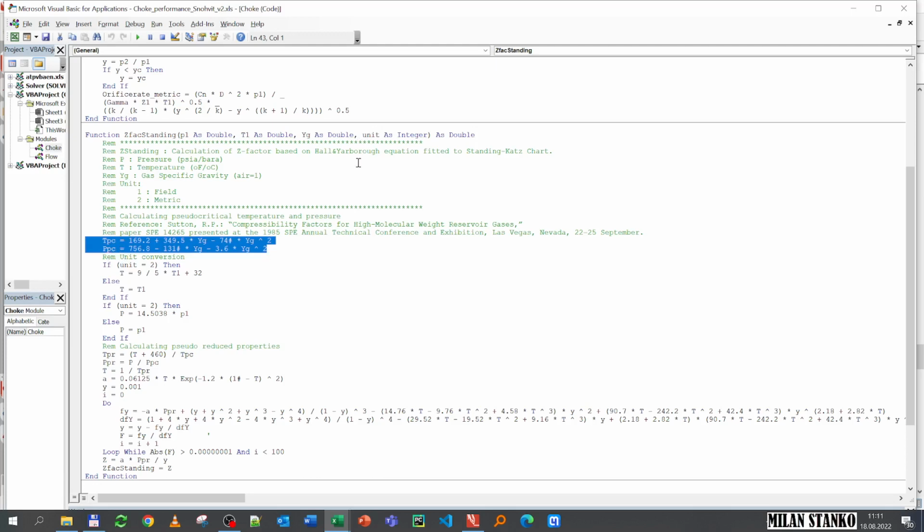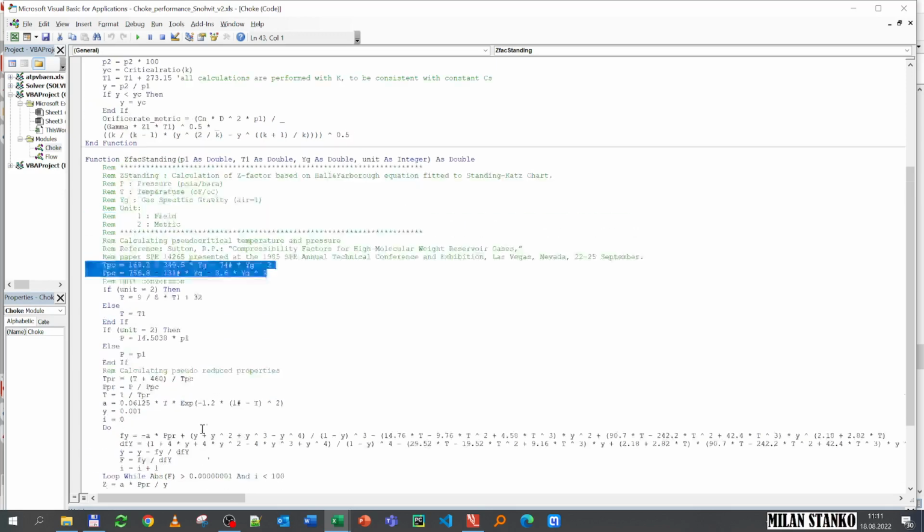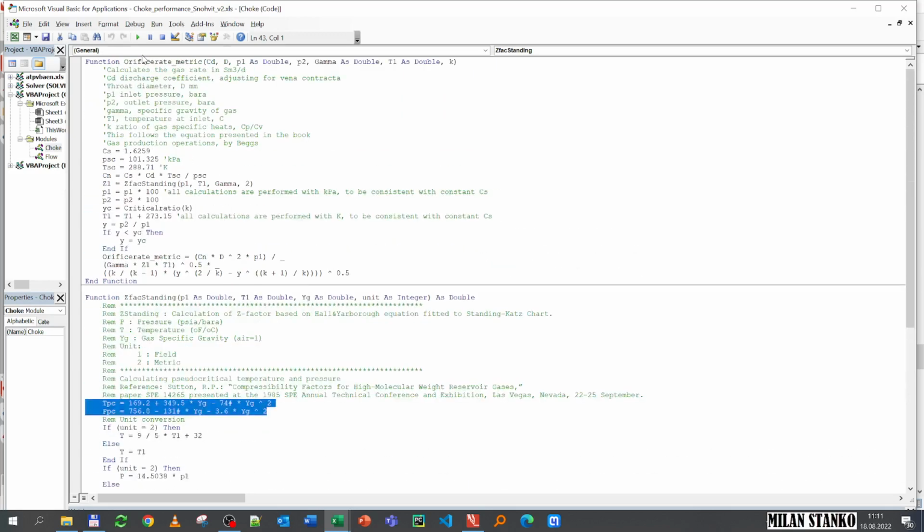Okay, and this function is actually flexible if you want to work in field units or metric, but this unit should be 2. So we're going to use that function that we have shown before. And here you have the function that we use to calculate the rate. I call it orifice rate metric, and here it is using all of this input: the CD, the diameter of the choke, inlet pressure, outlet pressure, the specific gravity of the gas, the temperature at the inlet, and then the adiabatic constant.